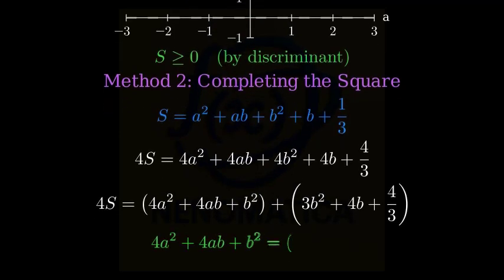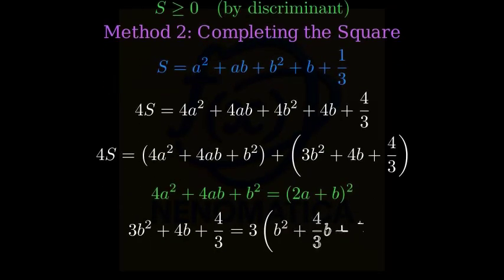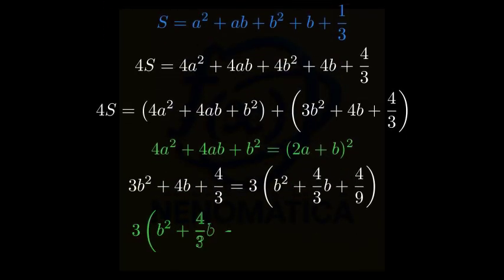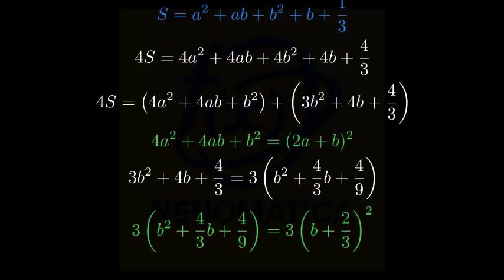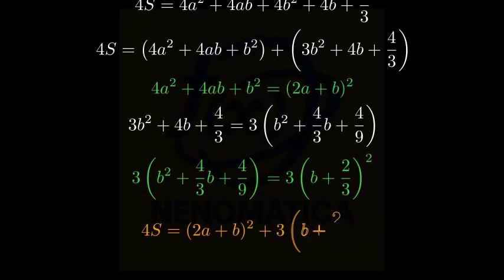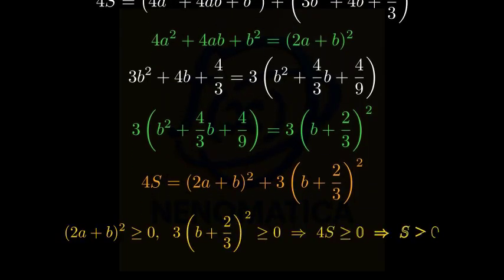The first group is the square of 2a plus b. For the second group, factor out 3. That yields 3 times b squared plus 4/3 b plus 4/9. Recognize a perfect square, b plus 2/3 quantity squared. Put it together: 4S equals the square of 2a plus b, plus 3 times the square of b plus 2/3. Each square is non-negative, so the sum is non-negative. Therefore, 4S is at least 0, which implies S is at least 0.